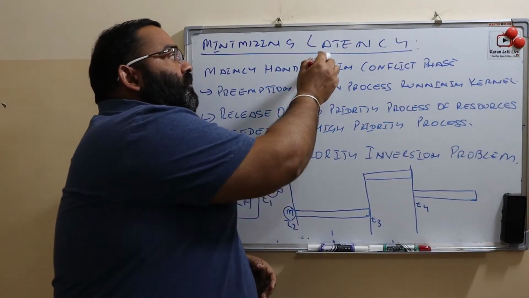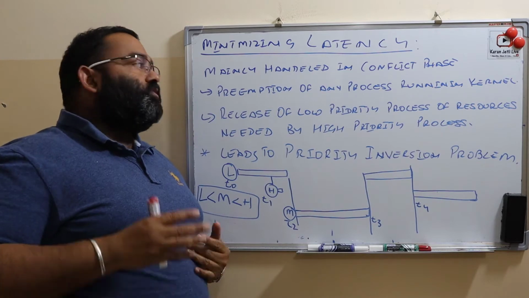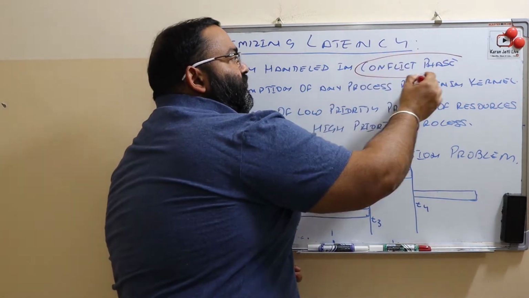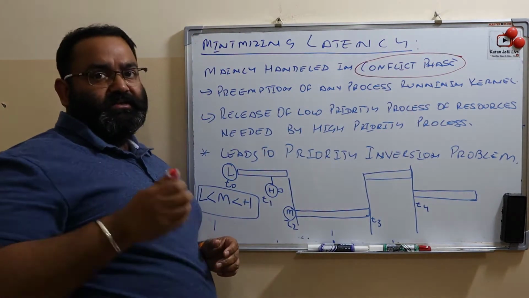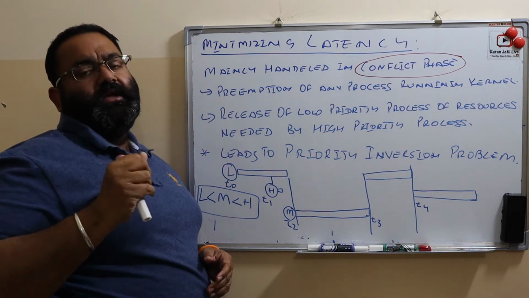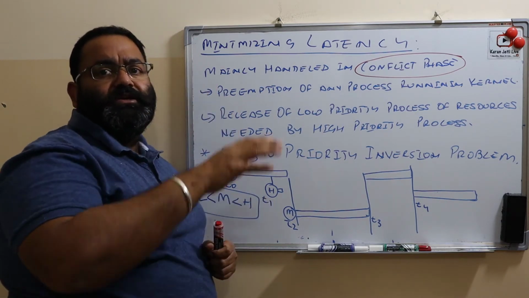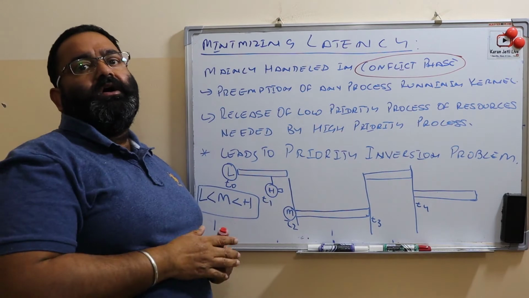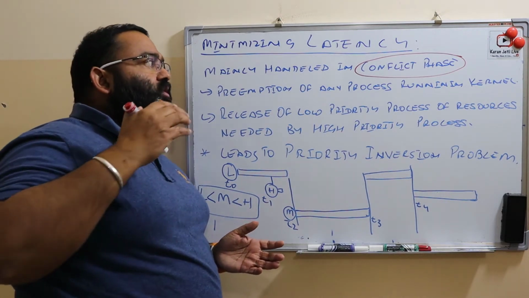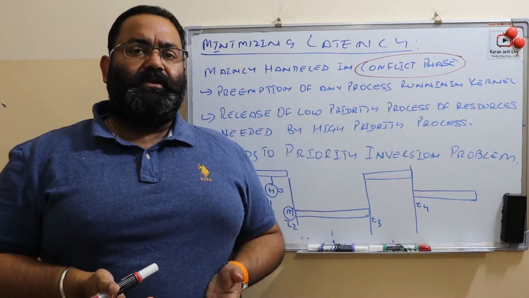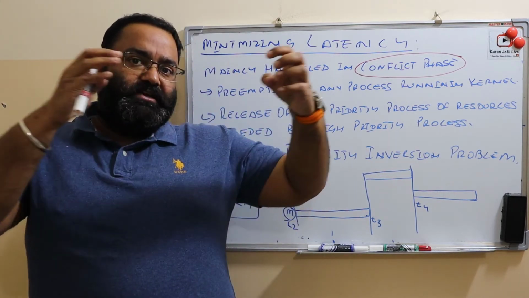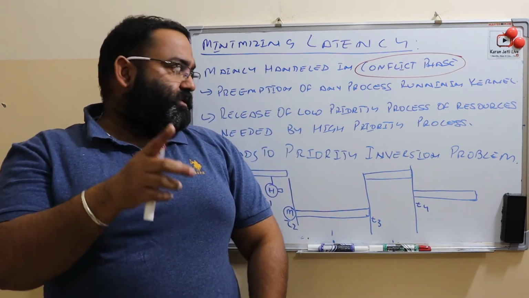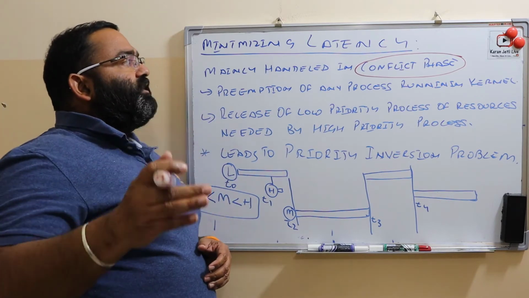Now guys, we will discuss how we can minimize the latency. Normally the latency can be minimized in the conflict phase. You remember we studied dispatch latency, and in dispatch latency there is a conflict phase. In the conflict phase, the CPU takes back all the resources from a low priority process so that they can be assigned to a high priority process. At the conflict phase a lot of things are happening, and that is the phase which can increase or decrease the latency period.